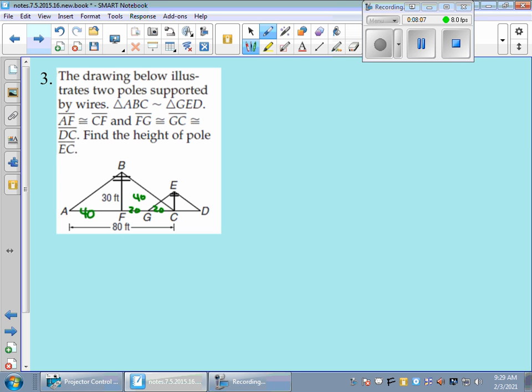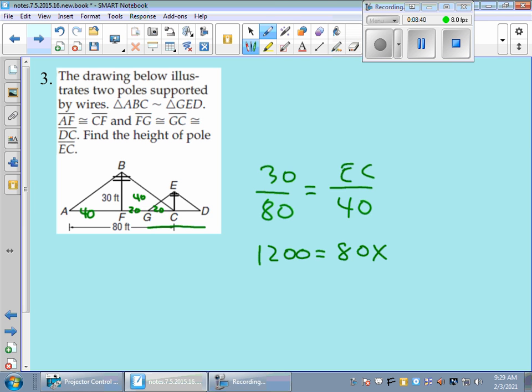So how I would set this up, and again, there's a couple different ways that you can set this up, I would go 30 over 80, which means the height of this, which is the total length. And we want to find EC, so I'm just going to put in EC, and that is over 40, which is the total length of the whole thing of the bottom object there. So when you cross multiply and solve, 40 times 30 is 1,200 equals 80. We can say x or EC, whatever you want there. And when you divide, you find that x is 15.